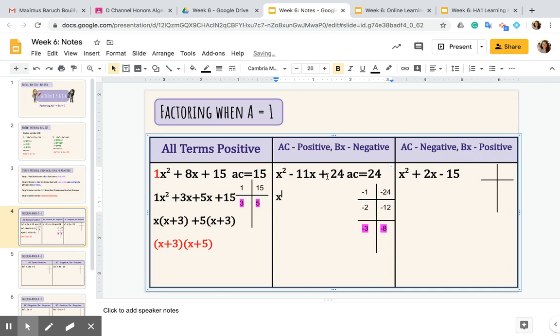So I'm going to break that bx term up into -3x and -8x. And the plus 24 comes down for the ride. So notice everything else stays the same. This quadratic term stays the same. This constant stays the same. The only thing you're changing is this. Okay, this bx term splits into 2. This is why it's sometimes called split the middle, because you're splitting that middle term.